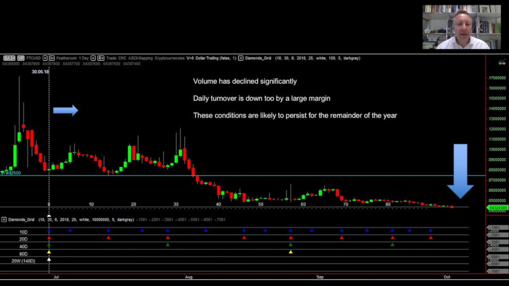When considering Feathercoin in terms of understanding the underlying conditions in this particular market, it's worthwhile taking on board both volume and daily turnover. Over the course of 2018, we've seen volume decline significantly. Furthermore, daily turnover is also down over this year by a very large margin. Both of these conditions are likely to persist for the remainder of the year, and they also help to explain the reduced interest that has developed in Feathercoin over 2018.